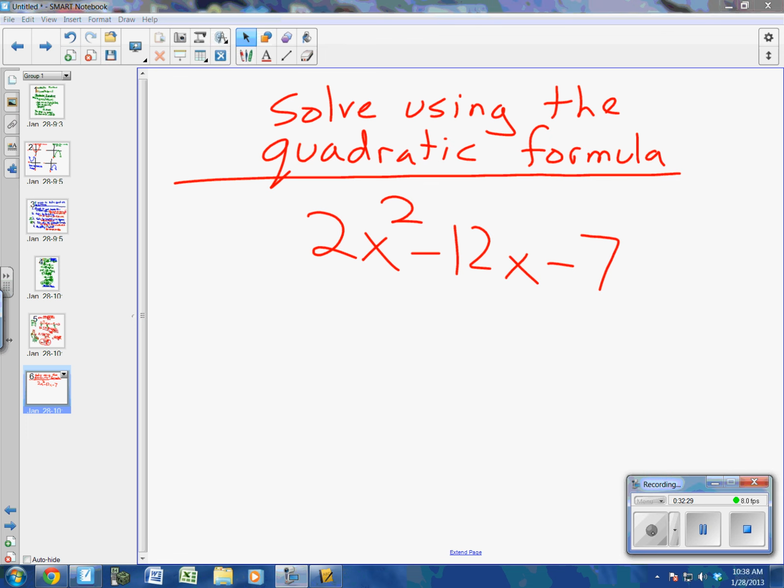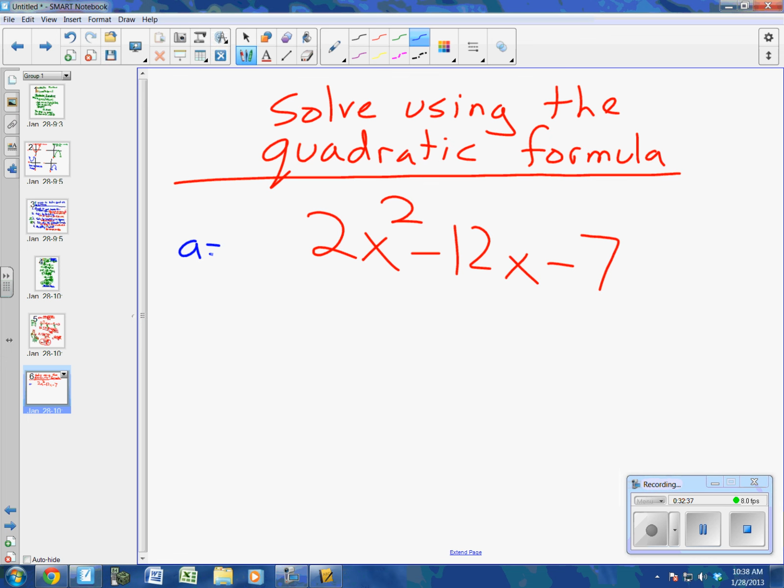All right, those of you guys, this is how you do it. In case you tried it, let's see if you got it right, okay? So I know that A is 2, B is negative 12. Everybody sit down. C is negative 7. Okay? Lexi, you're going to need your calculator right here. Take it with you. Okay, here we go.